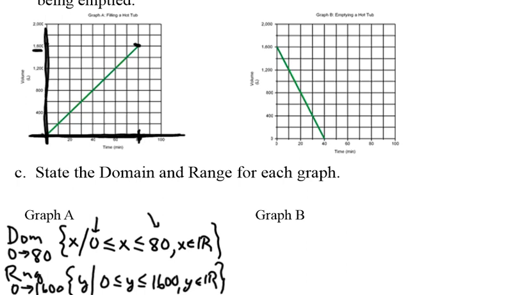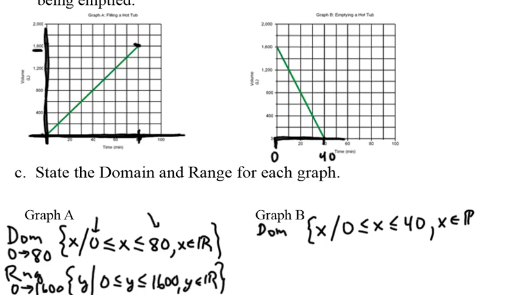Graph B, same idea, domain and range. Domain, what part of the x-axis is being utilized? From 0 to 40. So for our domain, we want the x value such that 0 is less than or equal to x, which is less than or equal to 40, and x is a member of the reals. The range, we're as high as 1,600, we're as low as 0. Domain and range doesn't matter order.